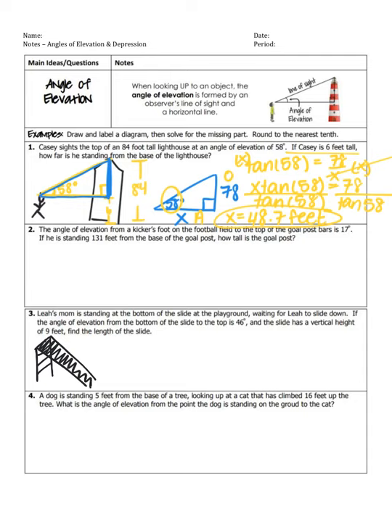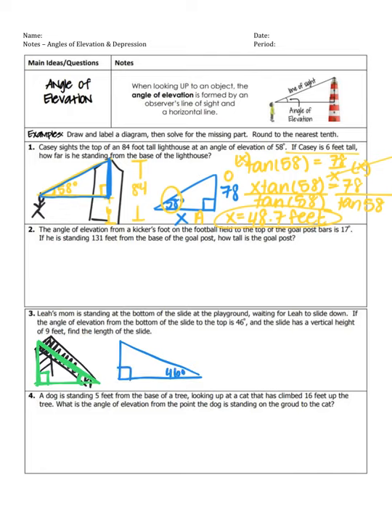Okay. The angle of elevation from the bottom to the top of the slide is 46 degrees. So let me trace over this. So we've got our horizontal, we've got our vertical. So this is our right angle here. And then the length of the slide is actually our hypotenuse. The angle of elevation from the bottom of the slide to the top of the slide is 46 degrees. So that would be that part right there. So we've got 46 degrees.